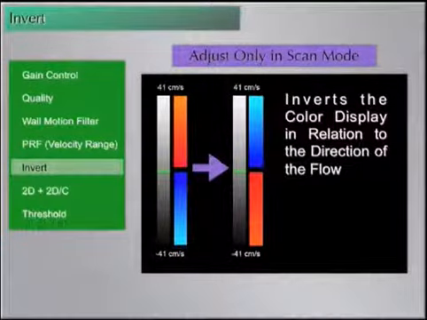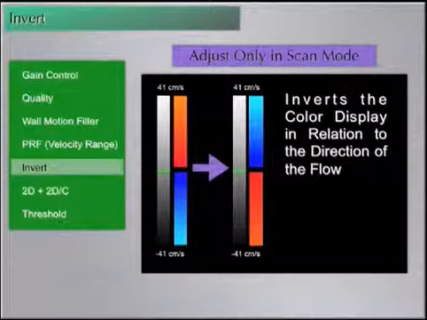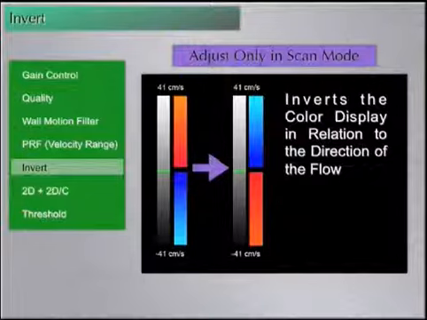The invert function simply inverts the color display for direction of blood flow. This is useful when inverting the B mode image on the screen and desiring to display the color flow in the direction the blood is actually flowing on the B mode image.